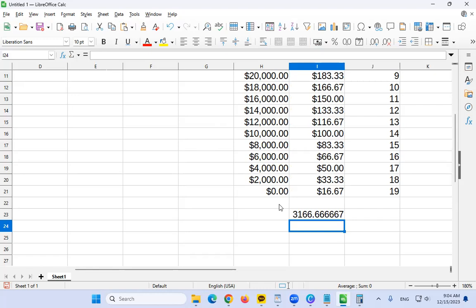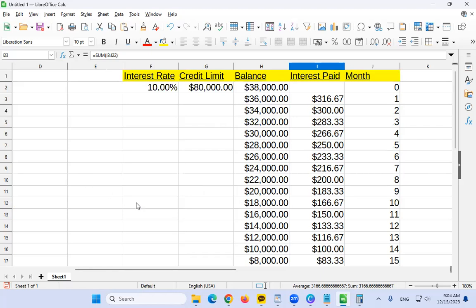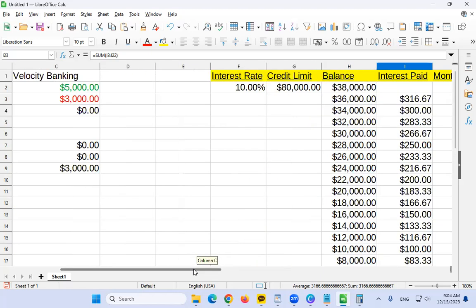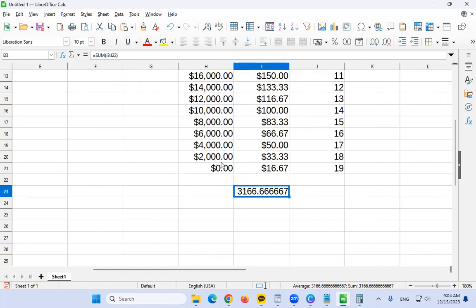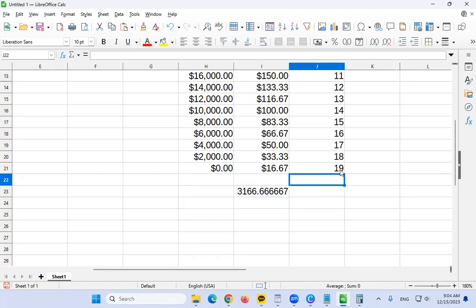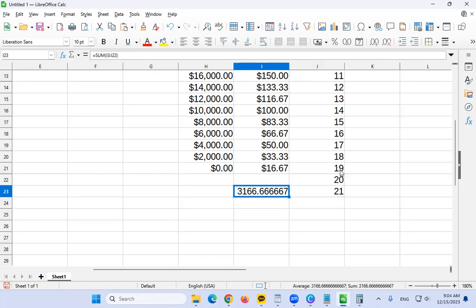All right, and so now we're going to have to pay $3,166 approximately in interest, right? So how many months of our cash flow is that? That's actually about 2 months of our cash flow. So we could say, oh, it's going to take 20 to 21, about 21 months to pay this off, right? So that's less than 2 years.